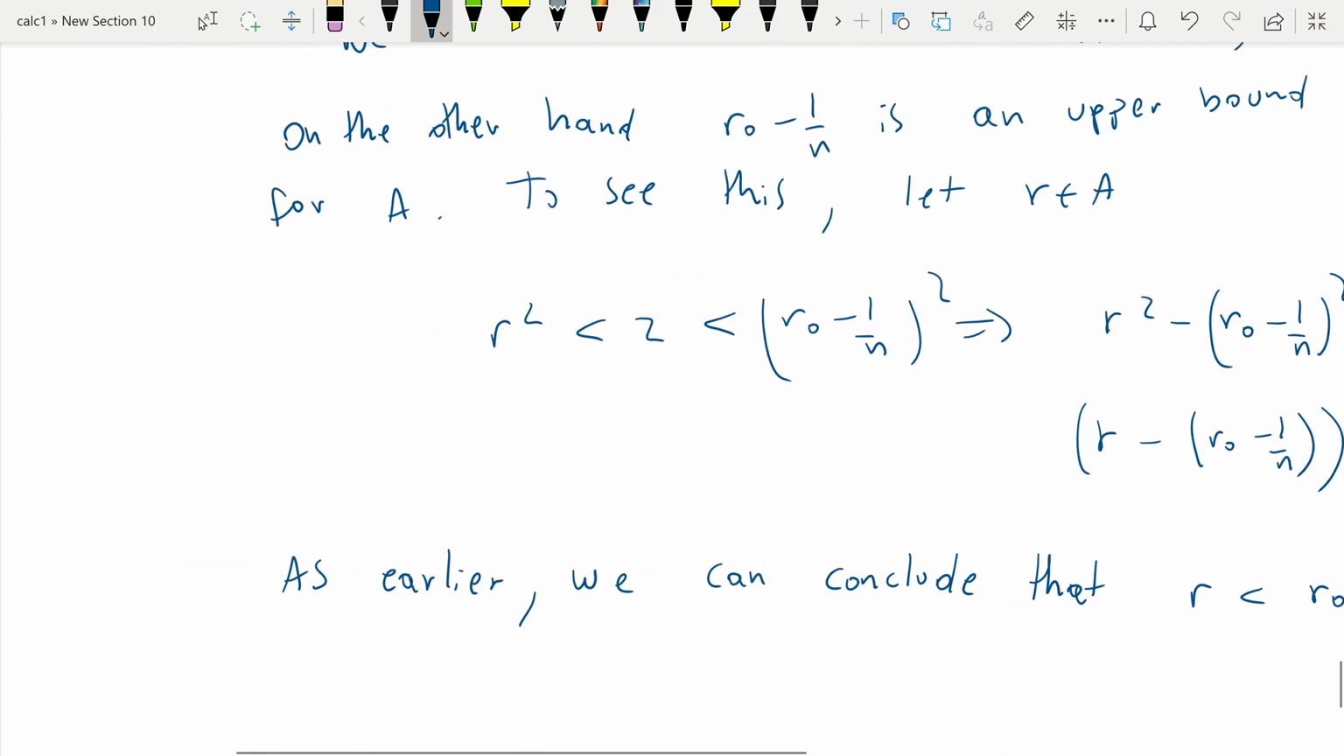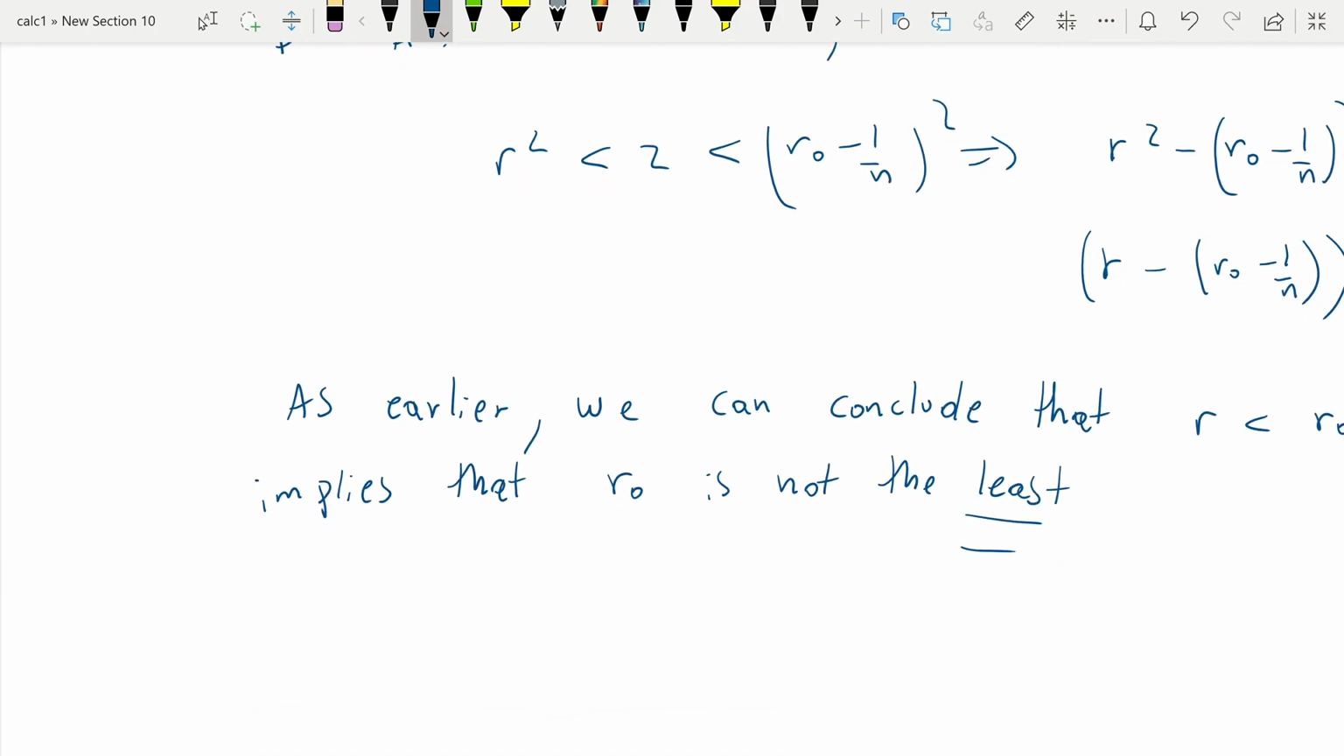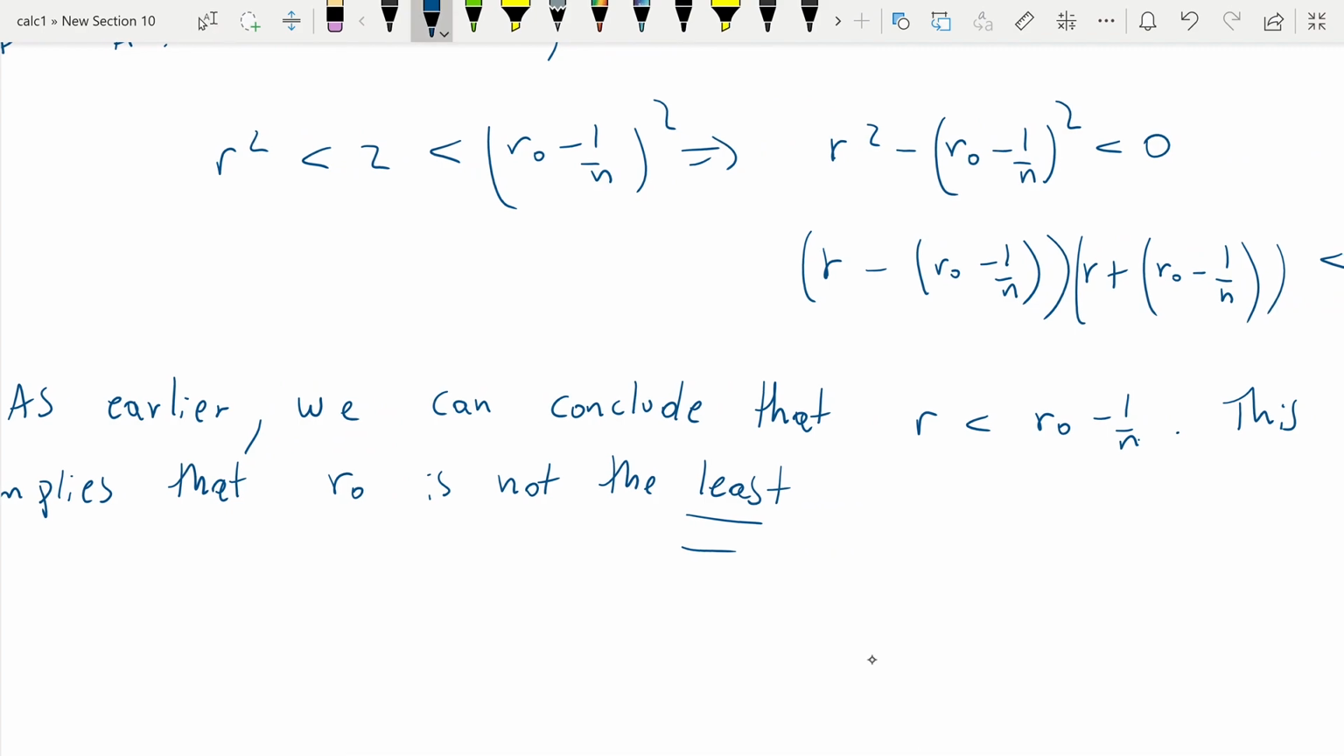So this implies that R naught is not the least upper bound, and this is to be stressed. Here R naught is not the least upper bound. It may be an upper bound. In fact, A has infinitely many upper bounds in Q, but none of them are least upper bounds.